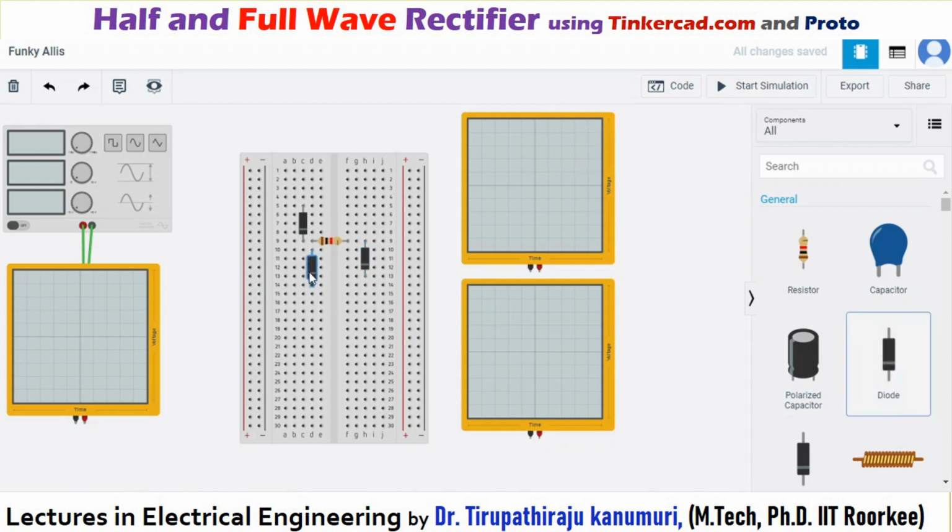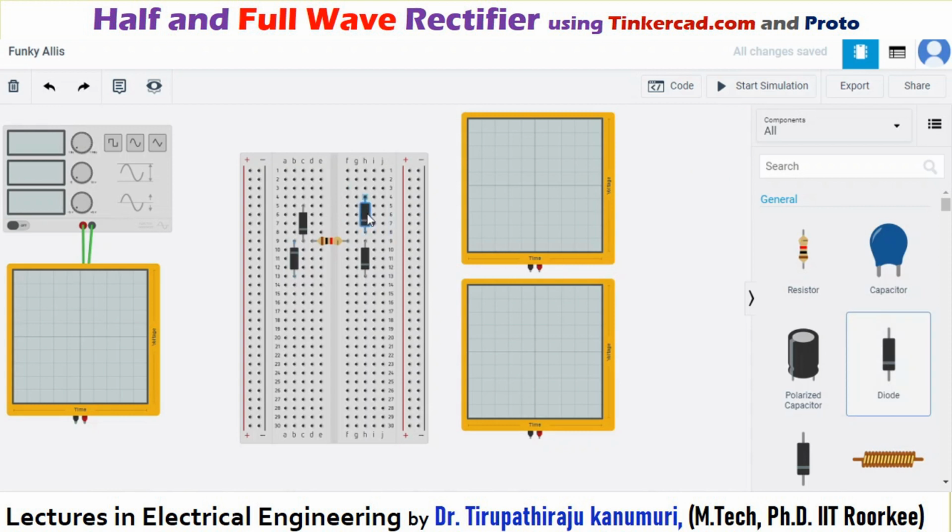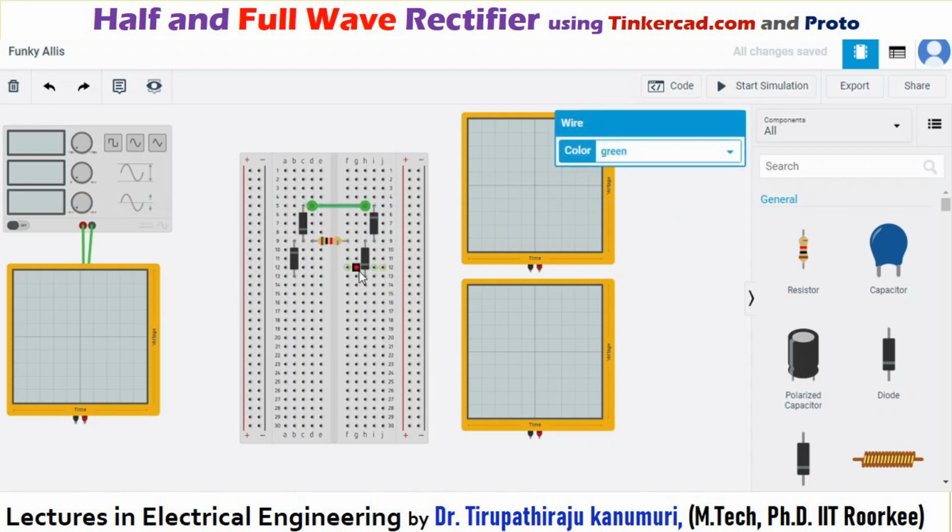Now two more diodes are required, so I am keeping them here. This I have to rotate. So this is one diode. Similarly, I am placing one more diode here. This will conduct during the negative half cycle. This I have to rotate to the upward direction. You can see current will enter like this. It will pass through the load resistance and return back. So these two should be connected together. Similarly, these two should be connected together.